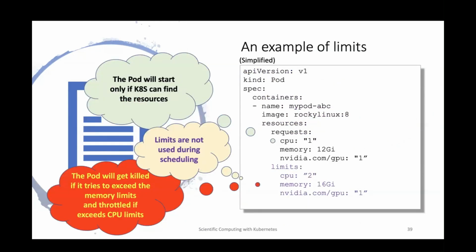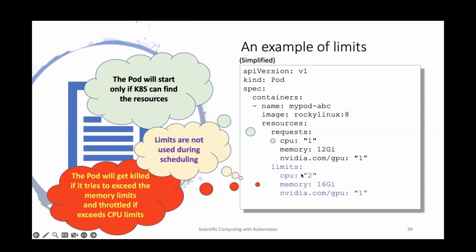And finally, a word about limits. As I said, the requests are what is used for scheduling, and you are guaranteed to get that. But as we all know, compute is not always homogeneous. You often have spikes in both CPU and memory usage. So you can put the limits slightly higher than the requests. They're not used during scheduling, so they're not guaranteed to be there all the time, but they likely will be because others have a similar behavior. So in this case, we ask for 1 CPU, but allow up to 2, and we request 12 gigabytes, but we allow to go up to 16.